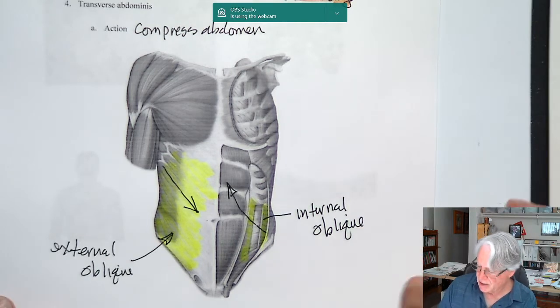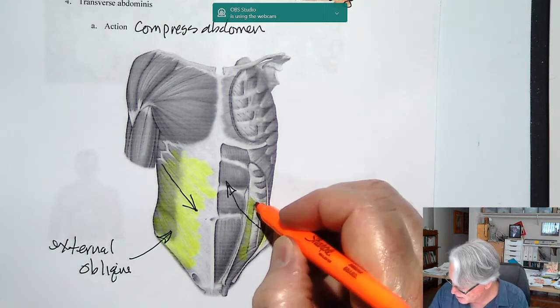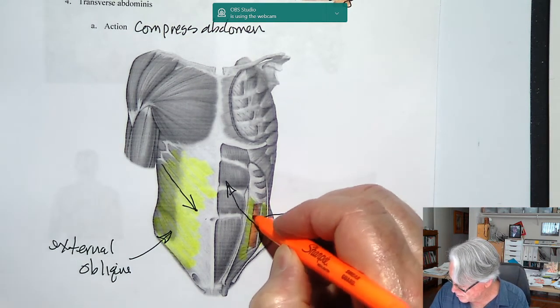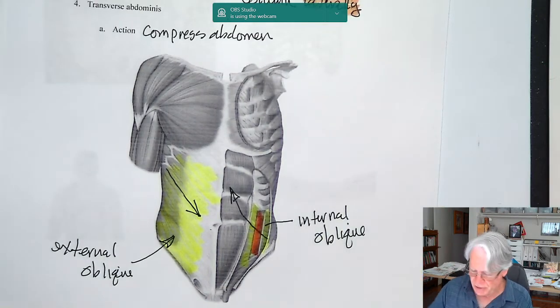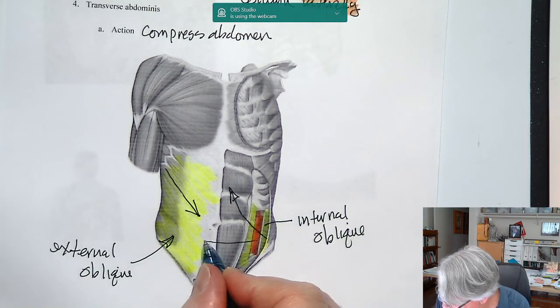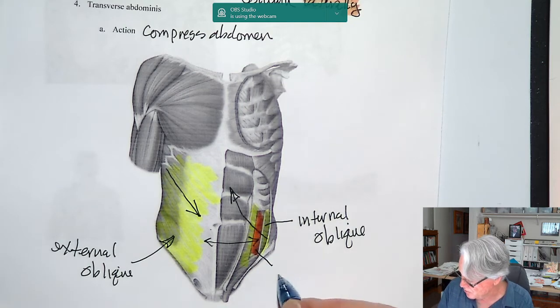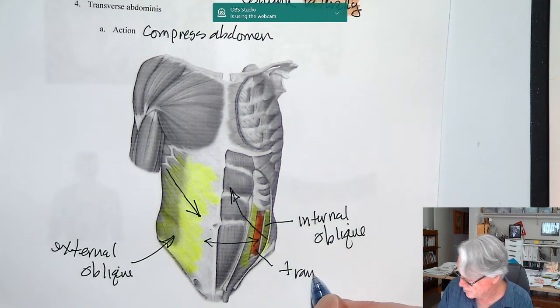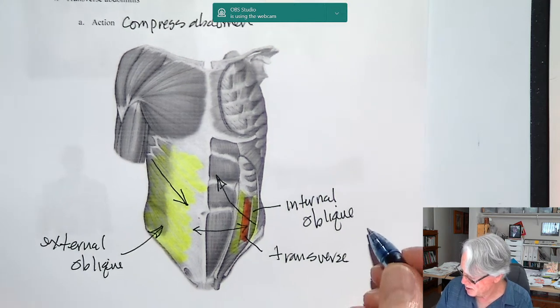Okay. And the transverse, which I'll do in orange, those fibers are running in this direction. And so that's the transverse abdominis.